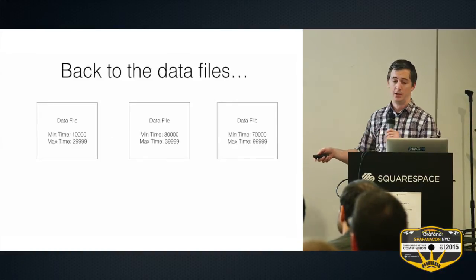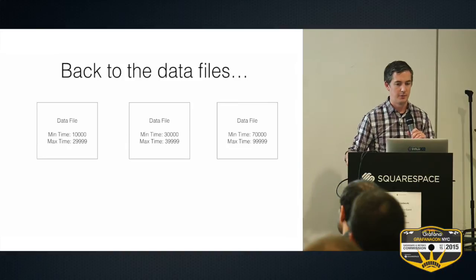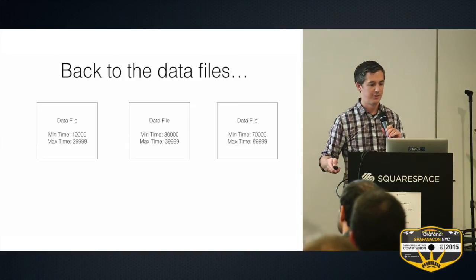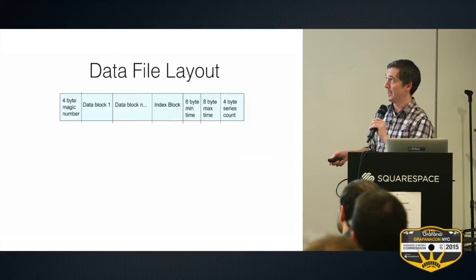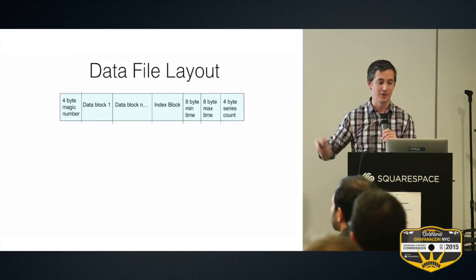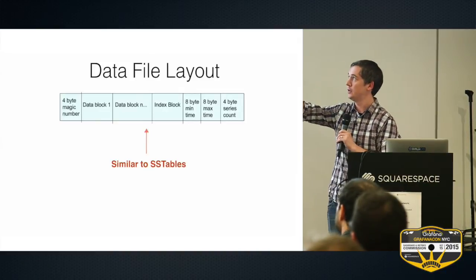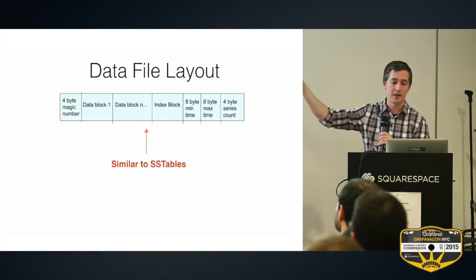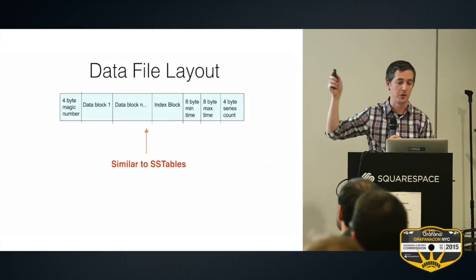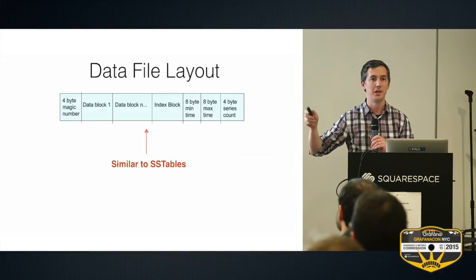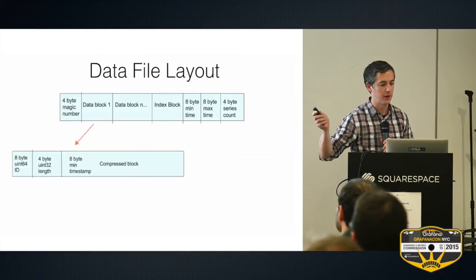OK, the data files. I have to speed up here. This is what the layout of the data file is. It looks like an SS table. You have an identifier at the beginning. You have compressed data blocks. You have an index block and a little bit of summary information at the end: min time, max time, and the number of unique series that are in this file.